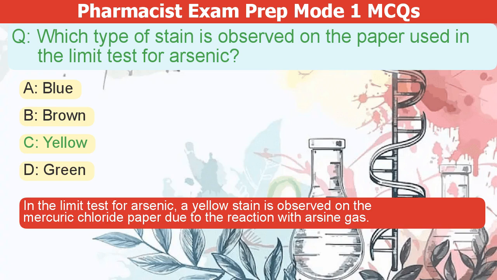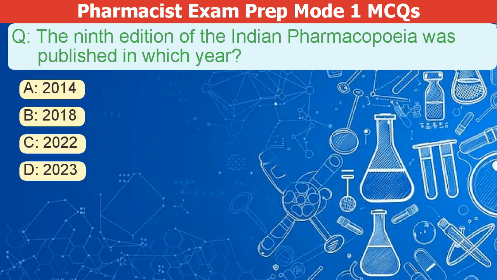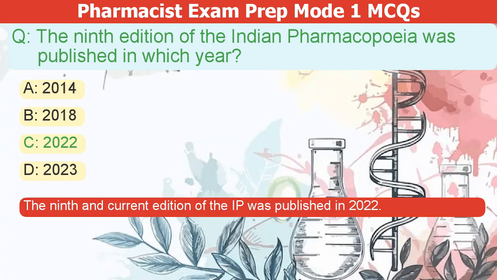The 9th edition of the Indian Pharmacopoeia was published in which year? A. 2014. B. 2018. C. 2022. D. 2023. The correct answer is C. The 9th and current edition of the IP was published in 2022.